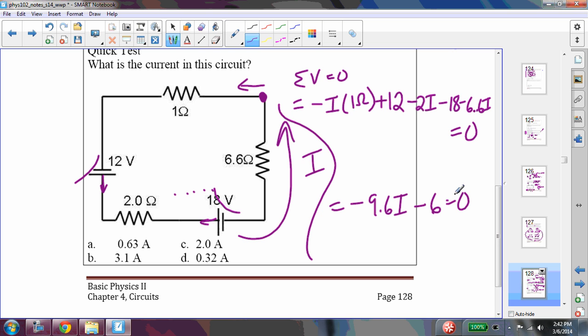Notice that your I will come out negative, and that means that we chose the direction for the current incorrectly. We'll see some more examples of that later. But we will pause this now and pick up with another multi-loop circuit soon.